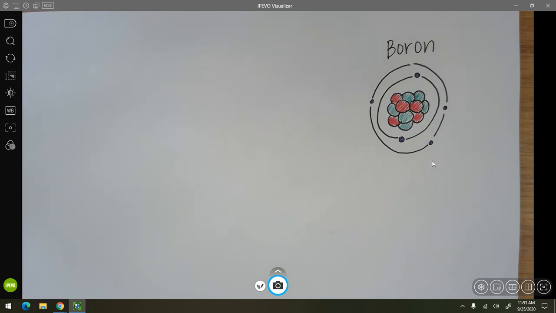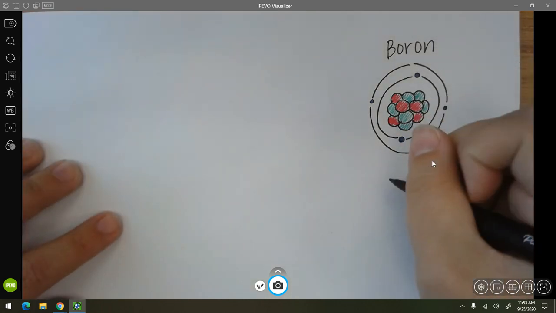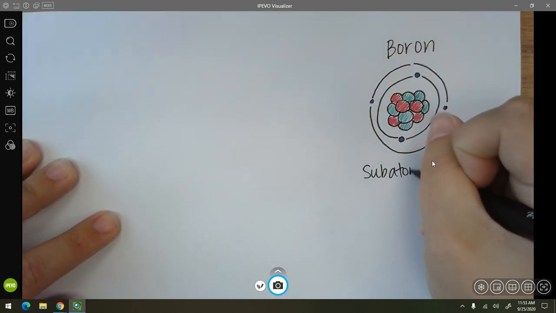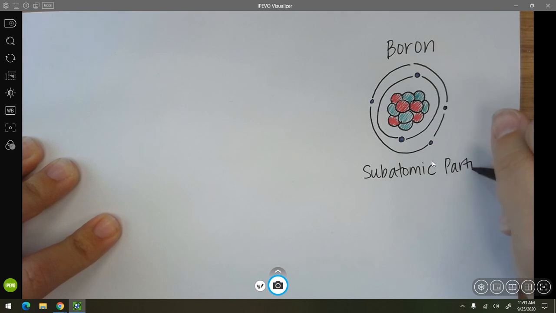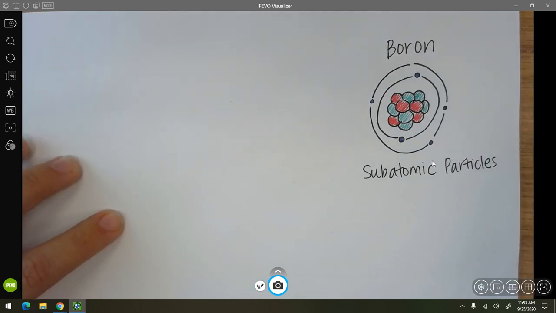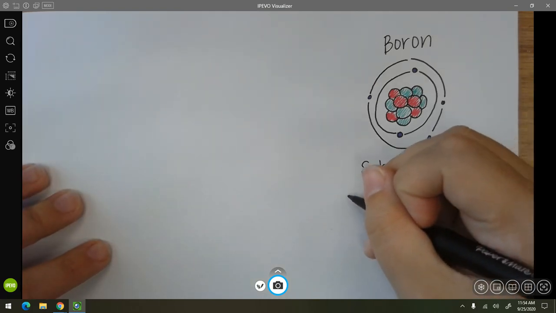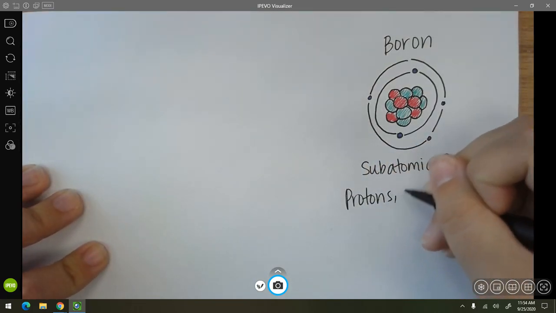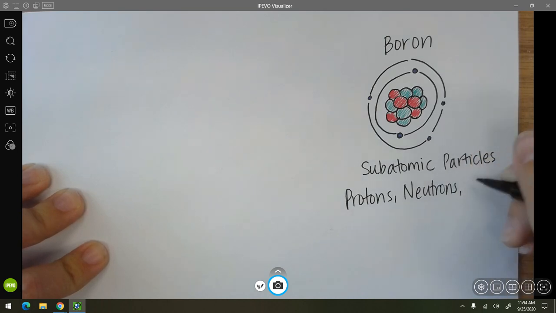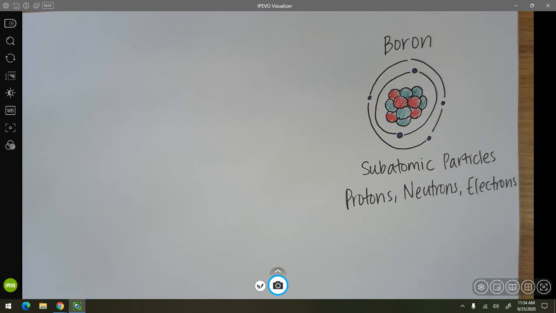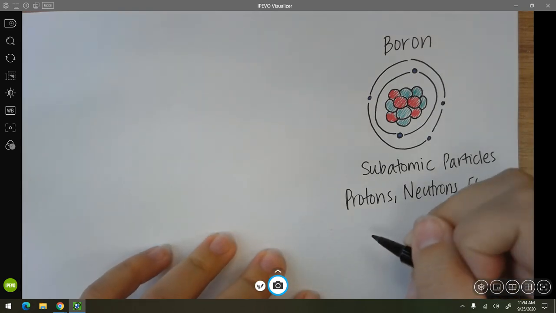Hey guys, hopefully from last week you remember that atoms are the building blocks of matter and matter makes up everything, okay? So I have drawn out an atom of boron, which has some subatomic particles. And hopefully you remember that there are 3 subatomic particles, okay? And those 3 subatomic particles are protons, neutrons, and electrons.